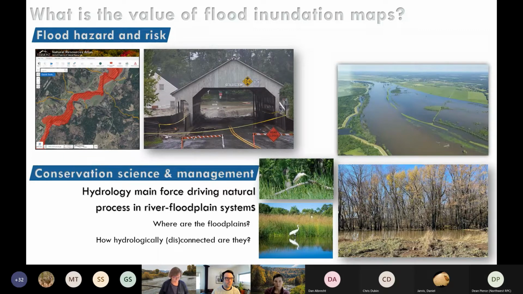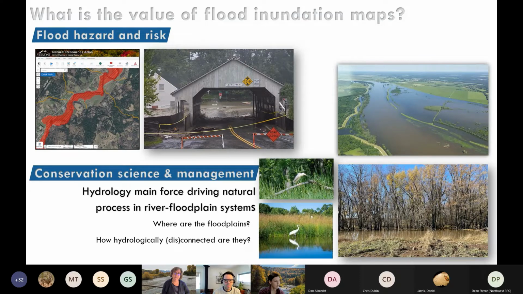And these flood inundation maps are critical for so much of this work, but really at a fundamental level, when we think about this FFI specifically as a web mapping application, we think of using these maps to answer some of these fundamental questions. Where are the floodplains within Vermont? What's our inventory? And how hydrologically connected or disconnected are they?